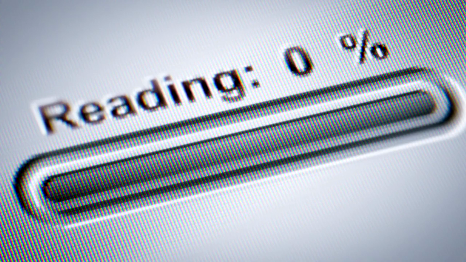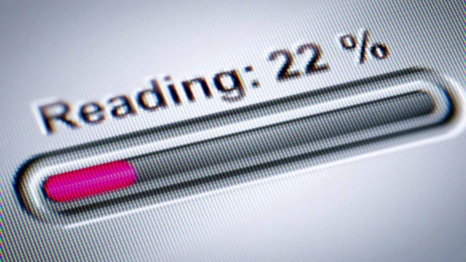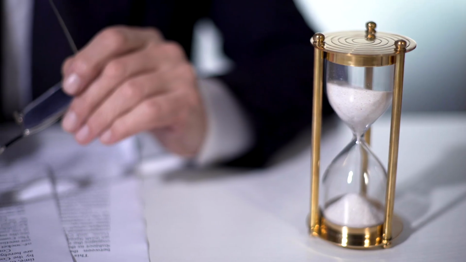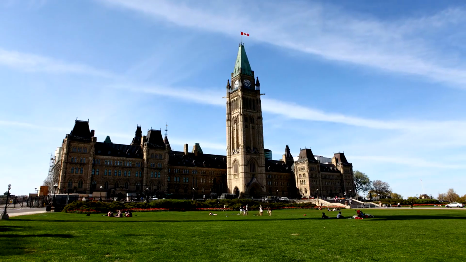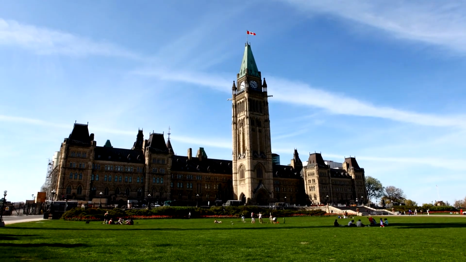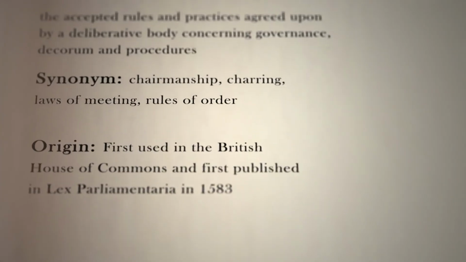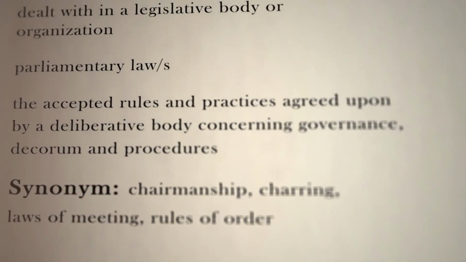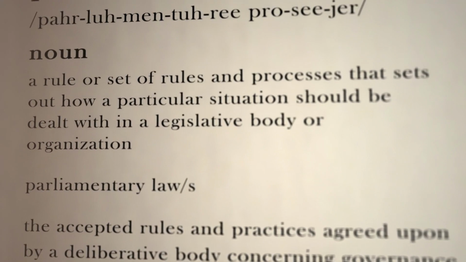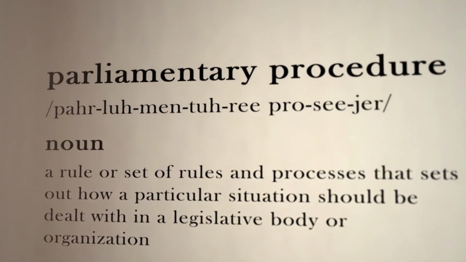First reading. The bill is introduced, and its title is read out. No debate occurs at this stage. Second reading. The general principles of the bill are debated, and a vote is taken. Committee stage. The bill is examined in detail by a committee of MPs or Lords, and amendments can be proposed.